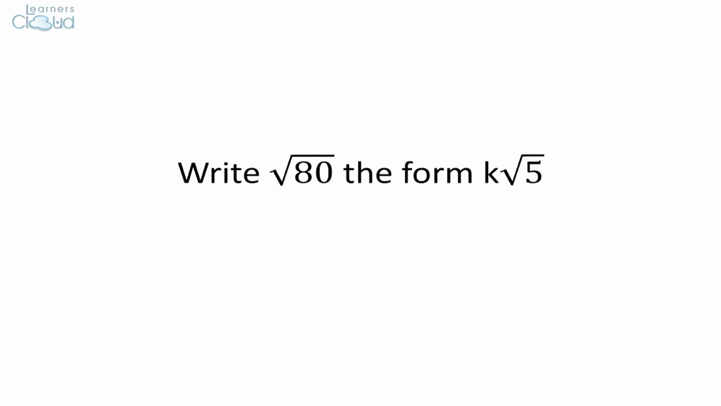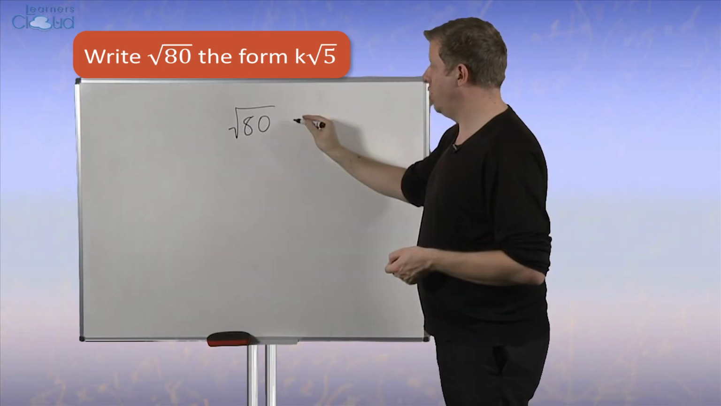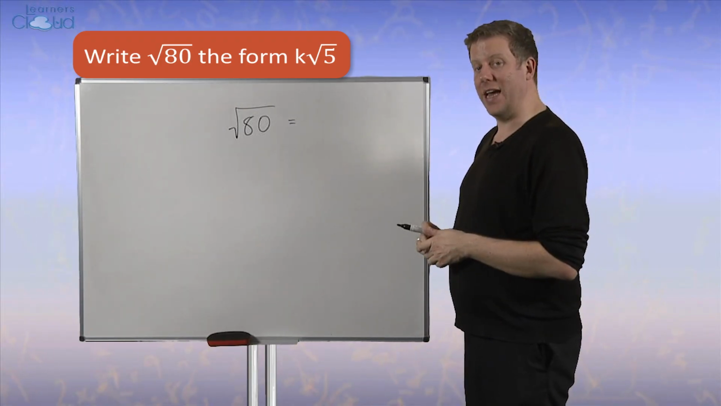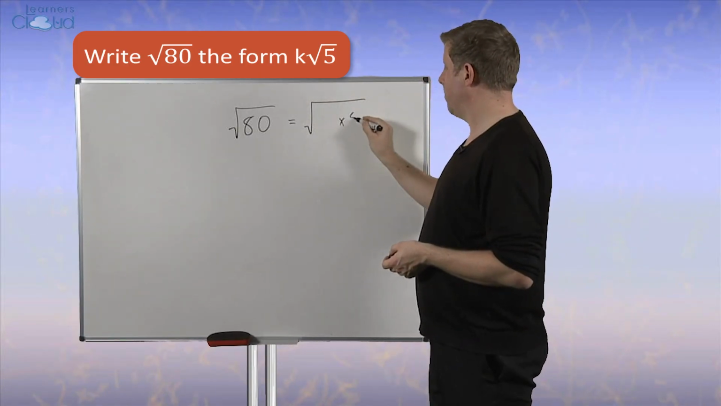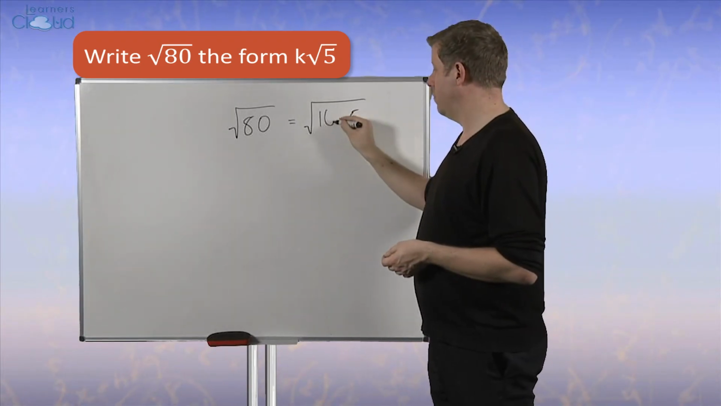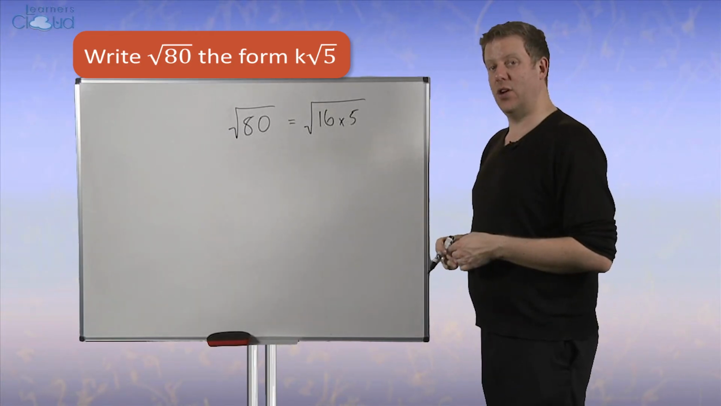So we need to break down the 80 in that original question into something times 5. And when we break that down, hopefully that something we find is going to be a square number. So let's look at the square root of 80 and think of two numbers, one of which is 5, that we can rewrite into giving us 80 when we multiply them together. If I think about it, what times 5 gives me 80? 16. So all I've done is rewrite 80 as 16 times 5.